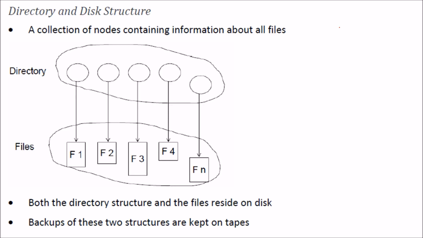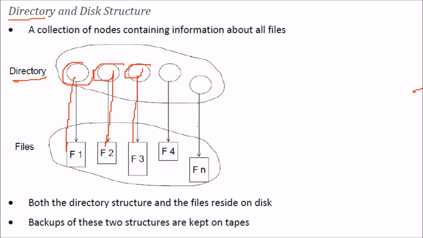Directory and directory structure. Directory, you can simply assume, if you are using some operating system, can be assumed to be a collection of files. But when we actually go to the disk and try to find out what the directory structure is, a directory is the collection of nodes containing information about files. So if this is a directory, it is simply the collection of nodes, nothing else, containing the information about these files. See, these are files.